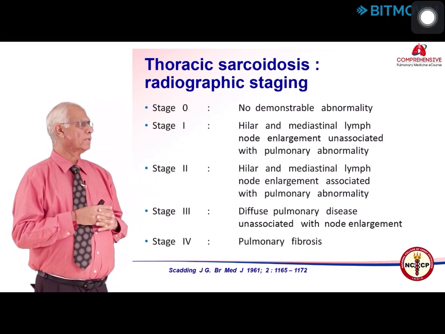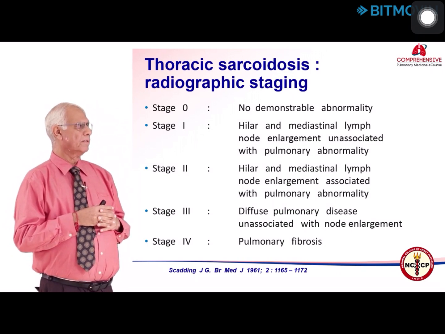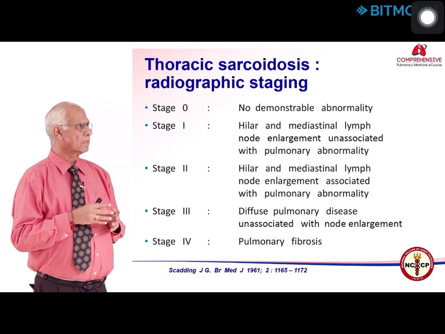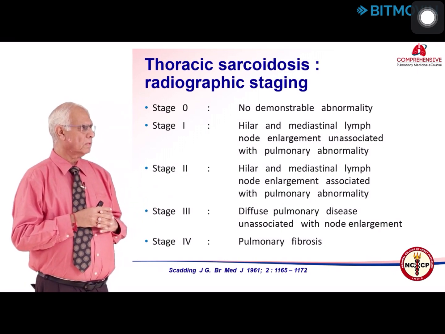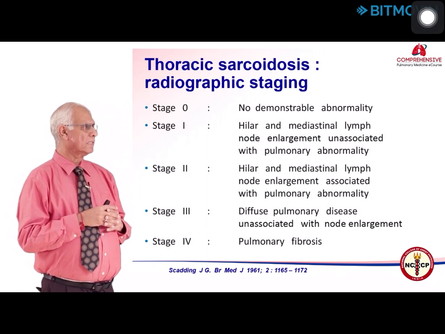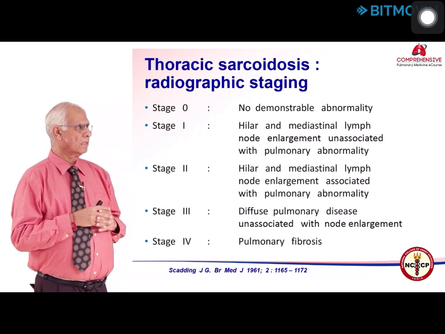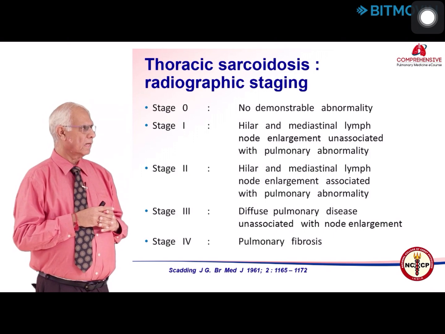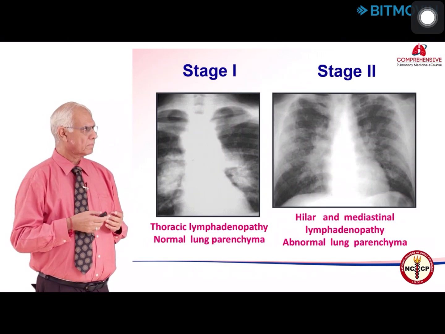In stage 0, there is no demonstrable abnormality. In stage 1, there is only hilar lymphadenopathy, but there is no pulmonary abnormality. In stage 2, there is hilar lymph node enlargement, usually associated with pulmonary abnormalities. In stage 3, there is no hilar adenopathy, but diffuse pulmonary disease is present. And stage 4 is the burnt out disease, pulmonary fibrosis.